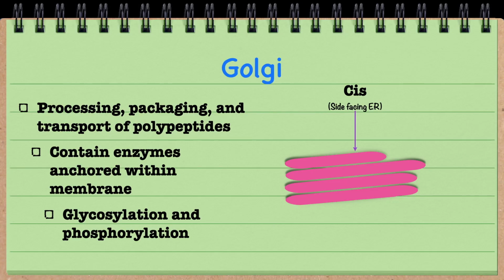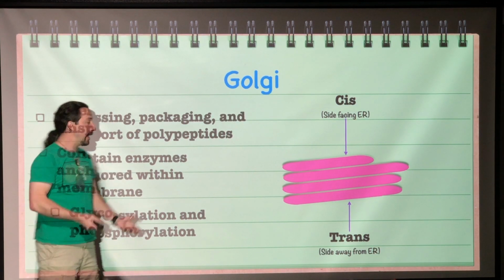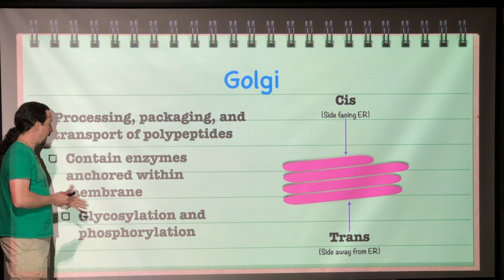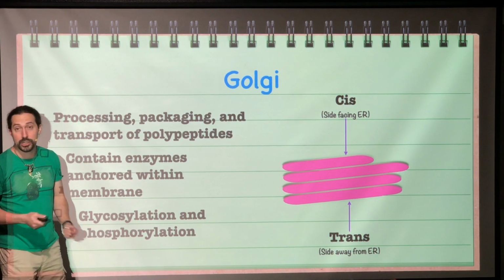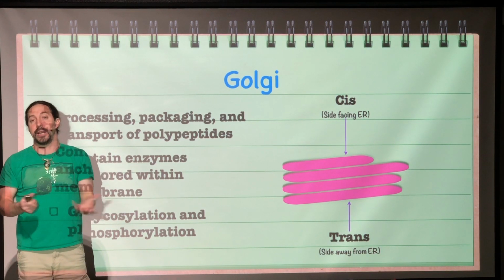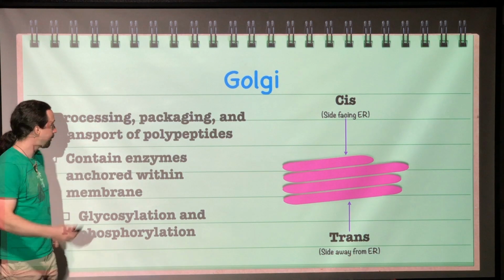The vesicle will come in, and the molecules will enter on the cis side, and they will go through the different stacks of membranes to then exit from the trans side. And through that process, they are going to get modified, and that could be like glycosylation or phosphorylation or something of the sort to allow for those polypeptide chains to become the full functioning protein that is required.